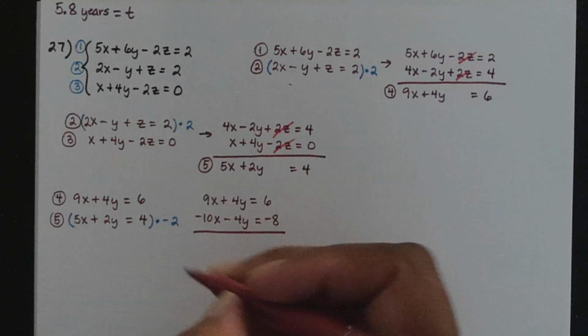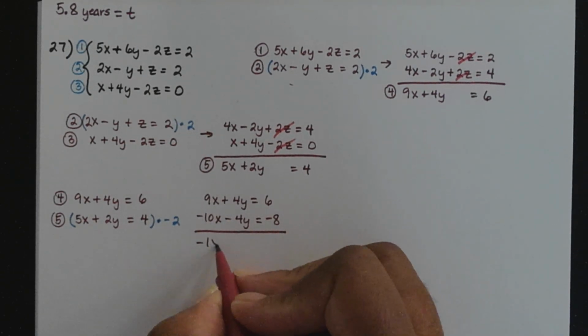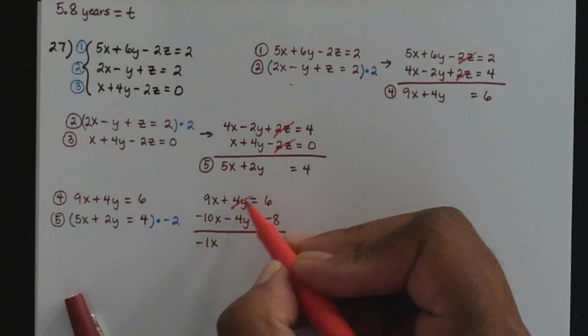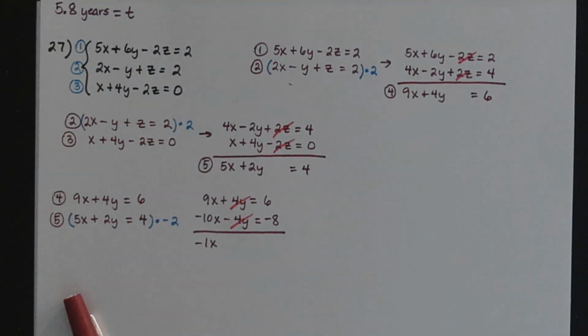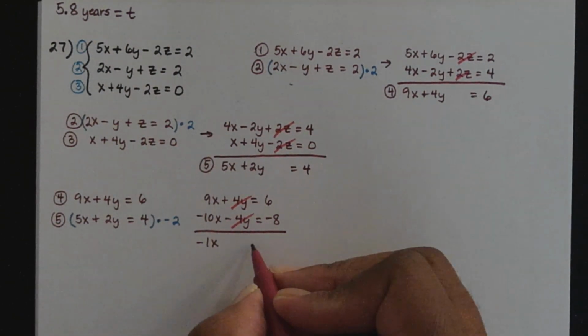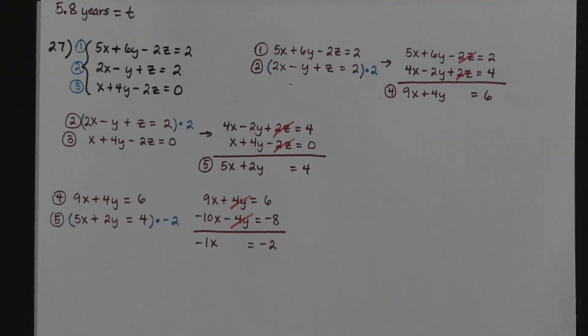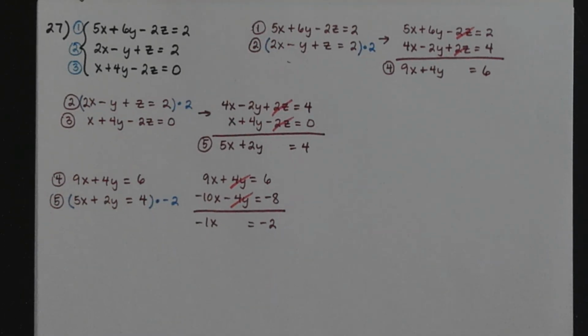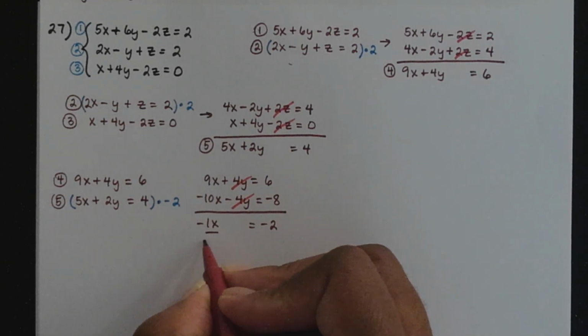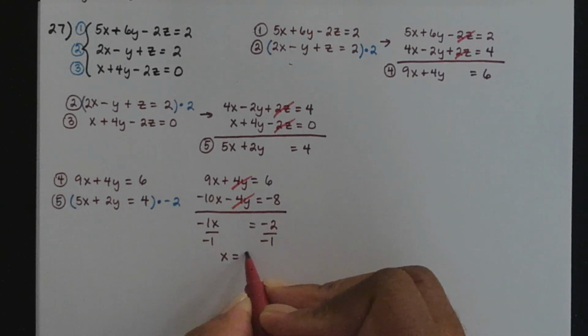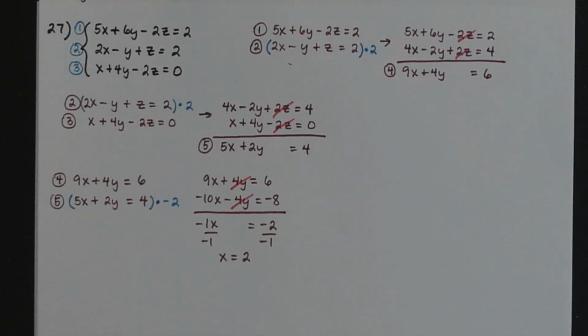9x plus negative 10x will be, I'll say, negative 1x here. 4y and minus 4y adds to 0. That's equal to 6 plus negative 8, which is negative 2. So I got negative 1x equal to negative 2. And if I divide both sides of this equation by negative 1, I'm going to get x is equal to 2. So x equals 2. We know what that is.